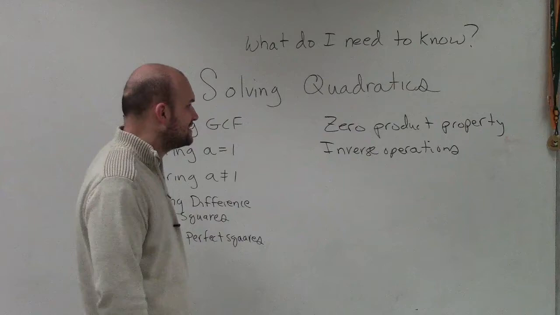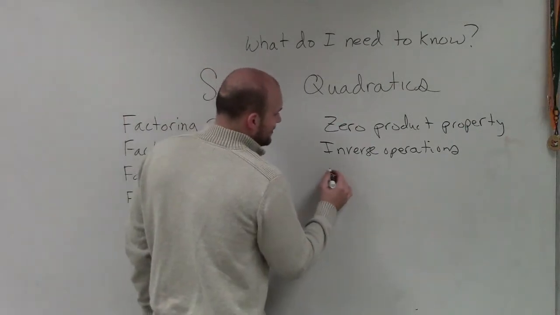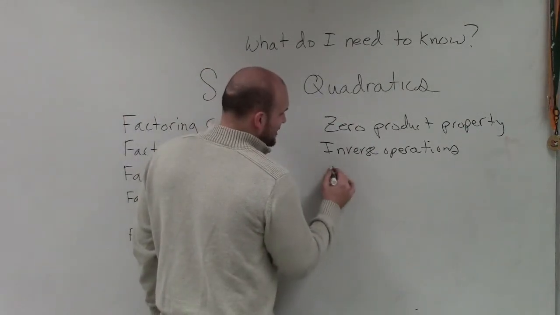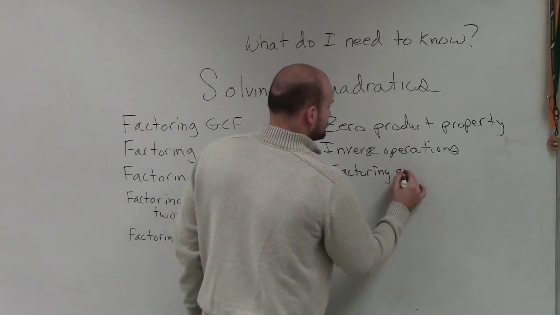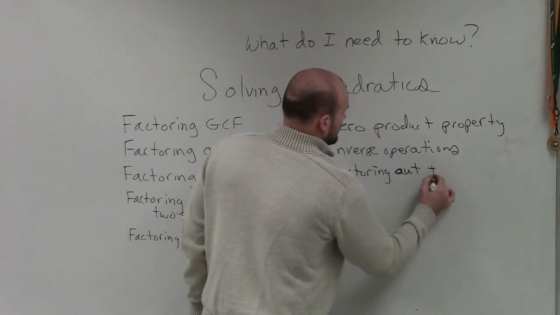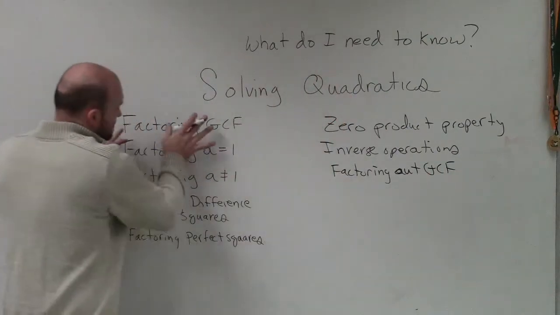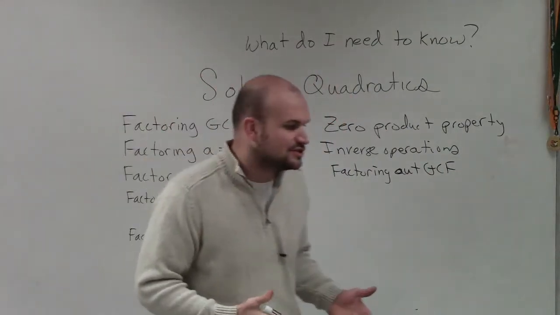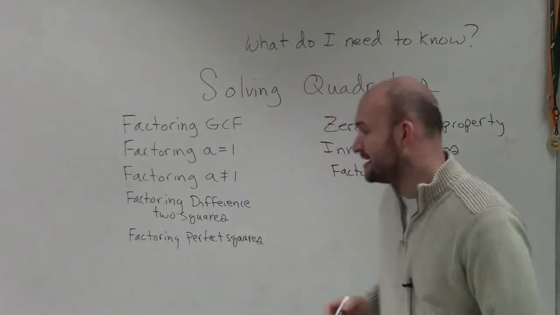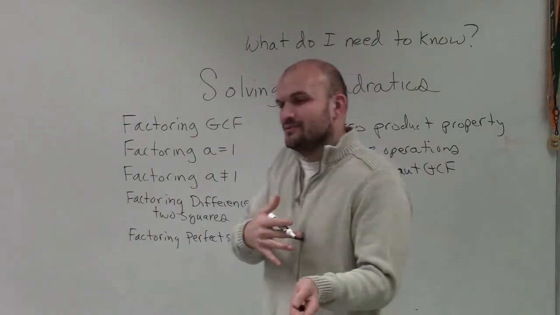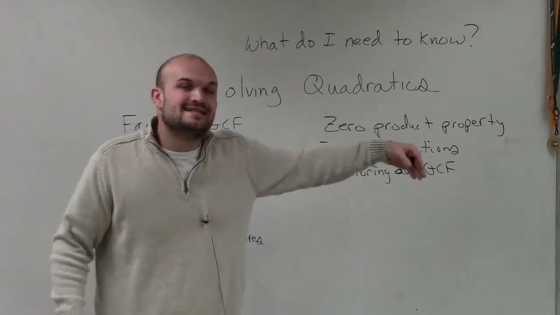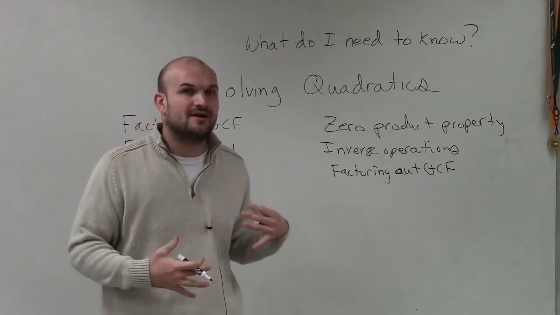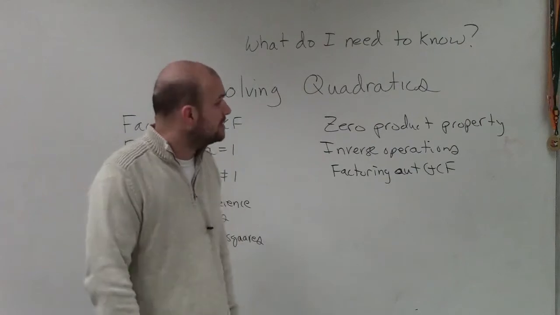And really the last thing that I would say, the other big thing, would be factoring out a GCF. And that's just in general. This actually refers to how we're going to solve by factoring a GCF, which is going to be a special type of quadratic. But when you're just looking at a problem, it doesn't really matter how we're going to solve it. Being able to understand what the GCF is and knowing that you have to factor it out is going to become very, very important in this course.